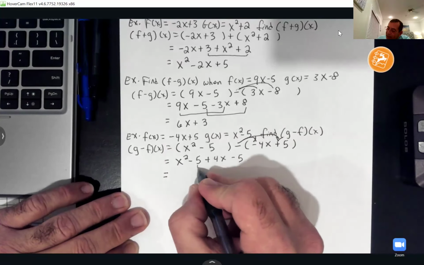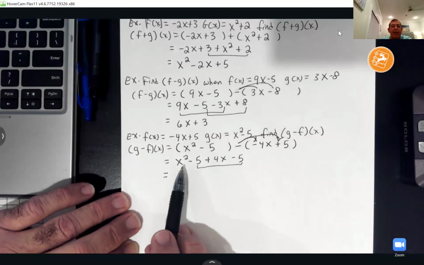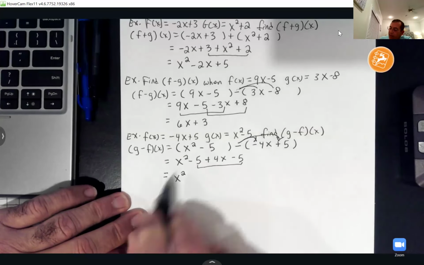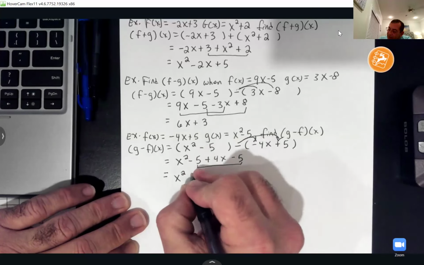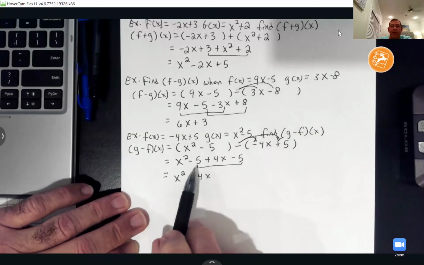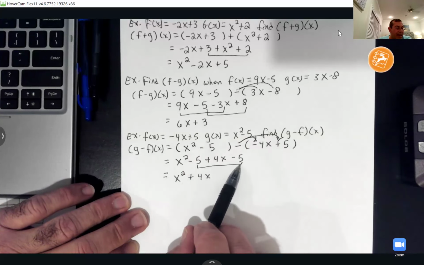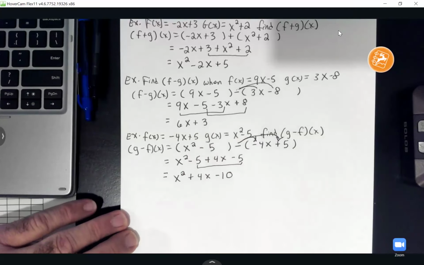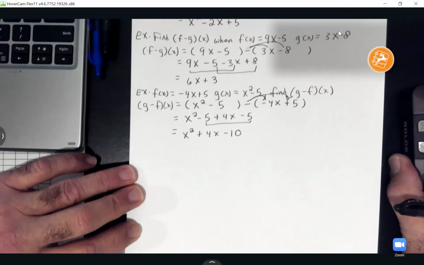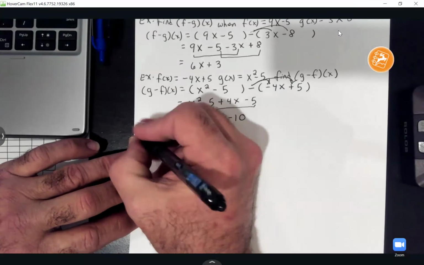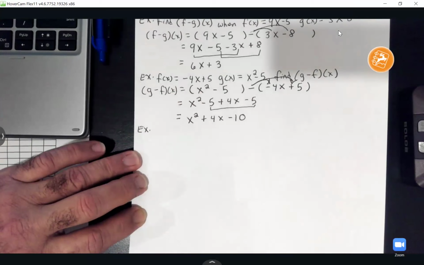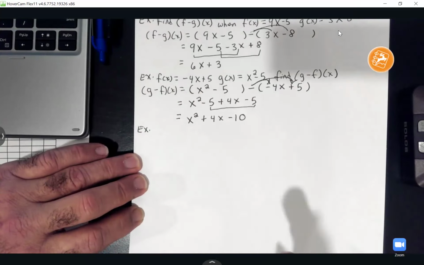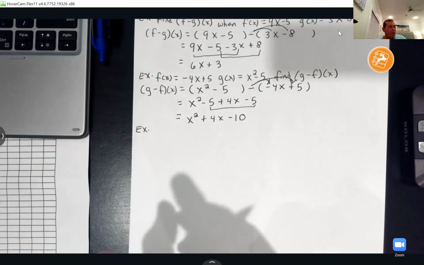So once again, your only like terms are the numbers. So if you put them in descending order, the x squared will go first. Then the positive 4x. And then look at that, a negative 5 plus a negative 5. Negative 10. All right, so it looks like this one's going to give me a number on this one.